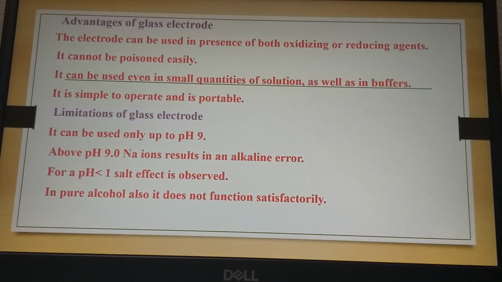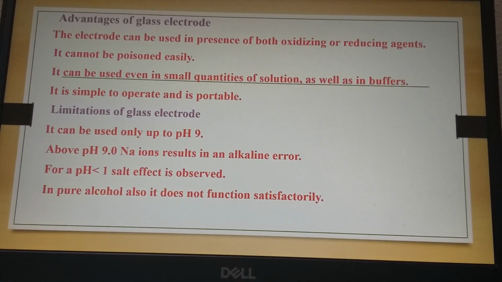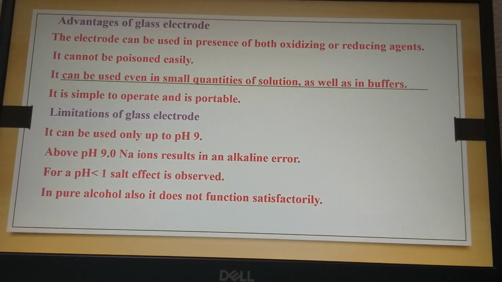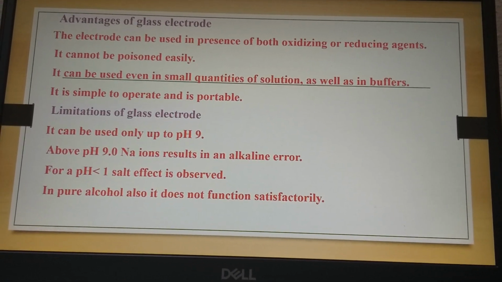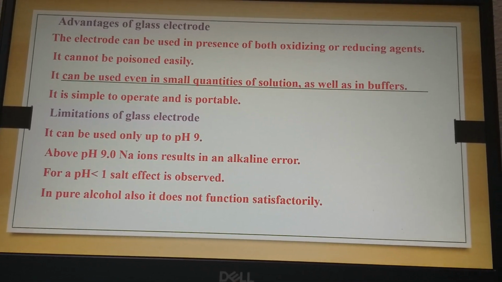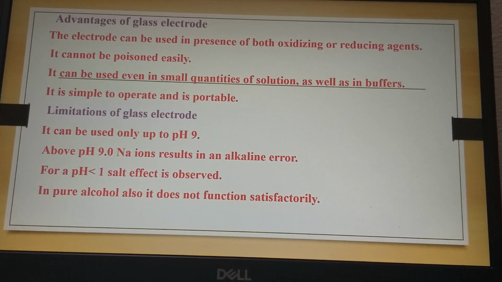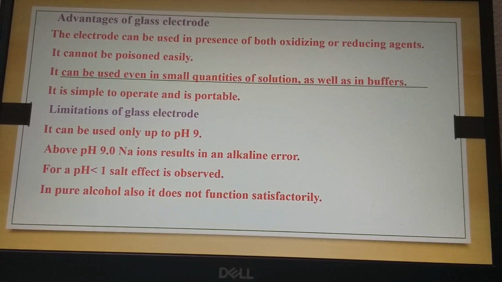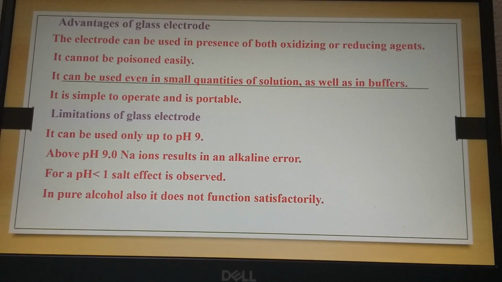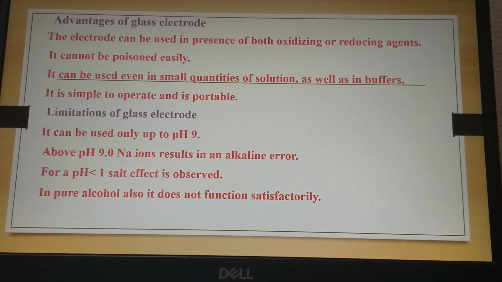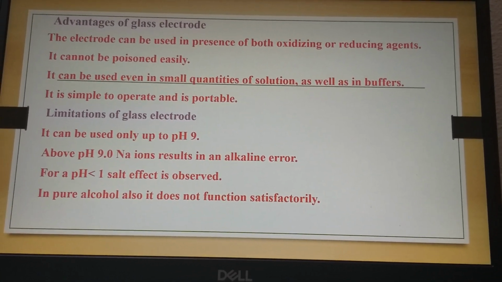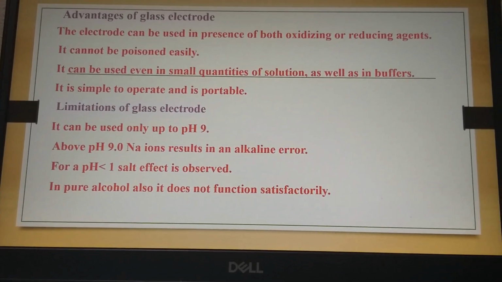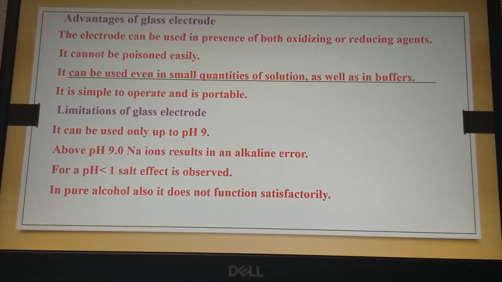But there are certain limitations of glass electrodes. It cannot be used beyond pH 9 as it starts showing the alkaline error. Similarly, it cannot be used below pH 1. It cannot be used in pure alcohol also because it does not function satisfactorily with alcohol. So these are major disadvantages or limitations, but there are many advantages of glass electrode.